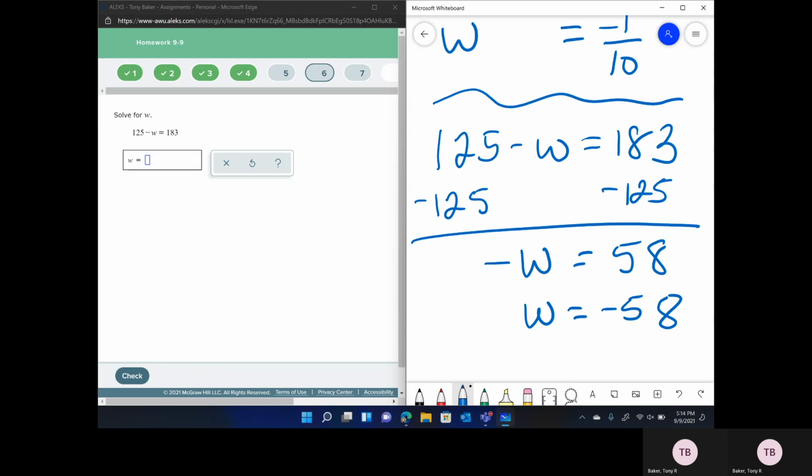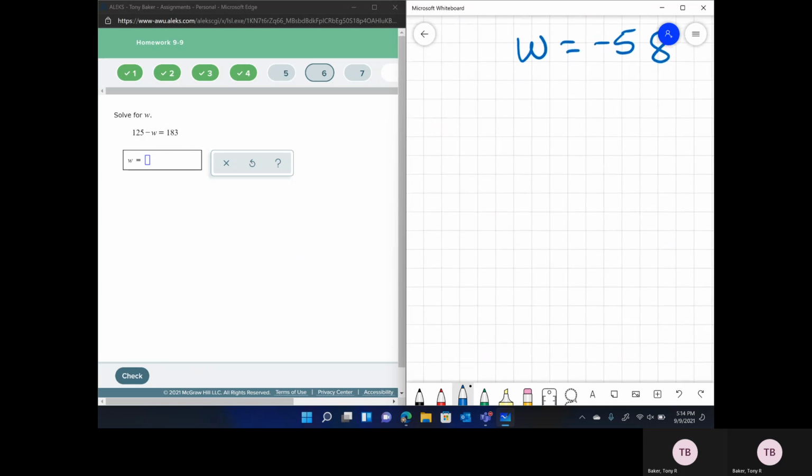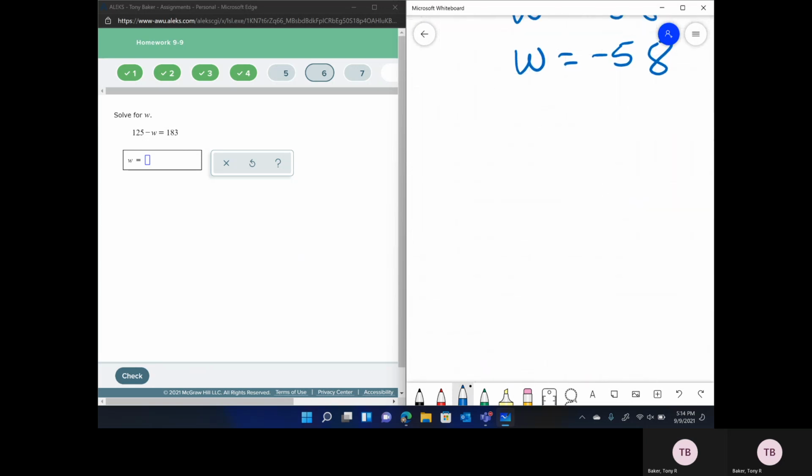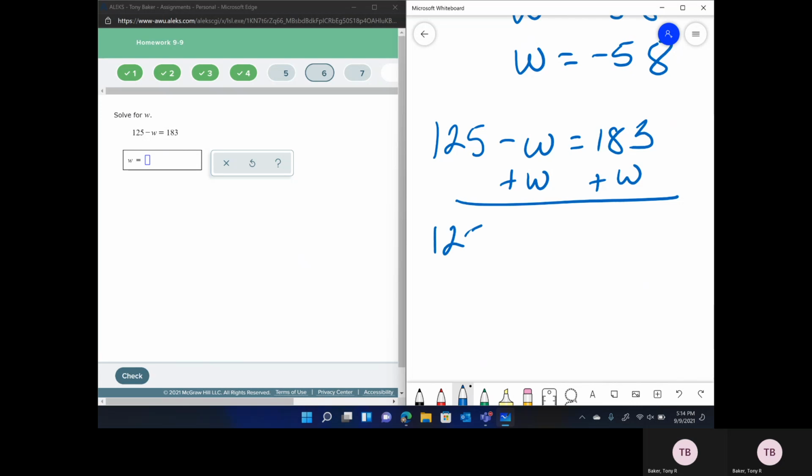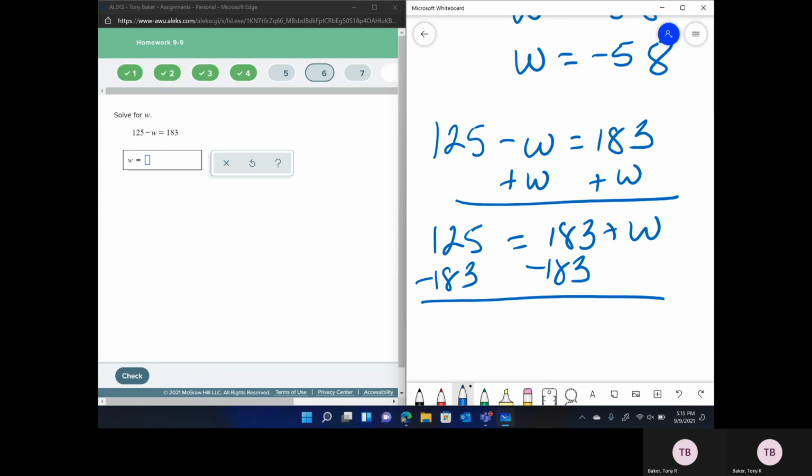The way that Alex shows you how to do this one, they tell you to add the w. So we get 125 equals 183 plus w. And then they subtract the 183. They do basically reverse. So you get -58 equals w. Same answer, right? It doesn't matter which way you do it.